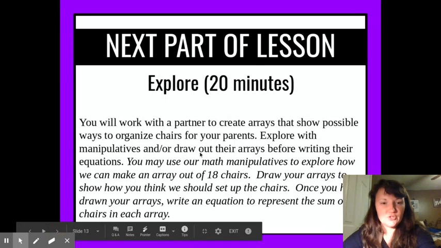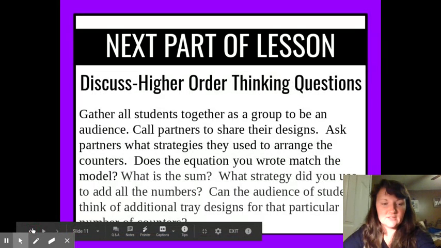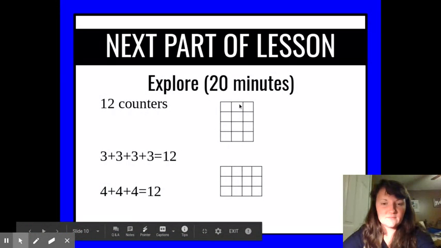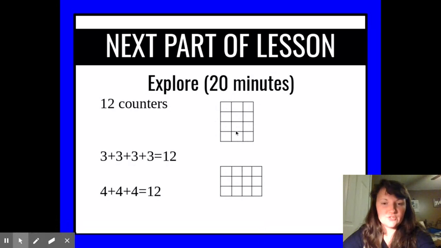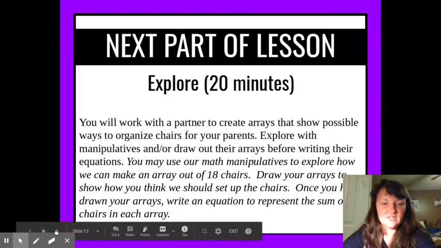Okay. So what you're going to do is work with someone at home to create arrays that show possible ways to organize chairs for your parents. You're going to explore with manipulatives or draw out your arrays in your notebook before writing your equation. So remember, you have to use all 18 chairs. You can't just say, oh, well, I'm going to only use like 5 or 6. No, you have to use all 18, and you have to figure out different ways or combinations to put them into arrays like this. See how we did for this activity in this explanation? So this is still 12 counters, and this is 12 counters, but see how they're different? Okay, so your turn. You are going to actually have 18.